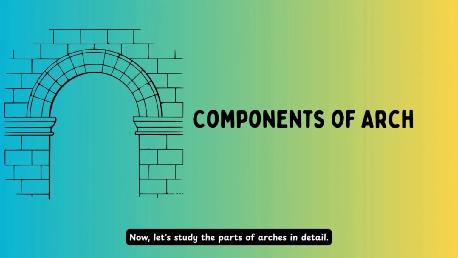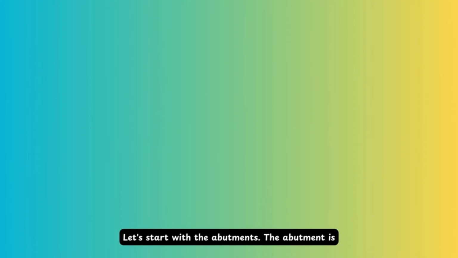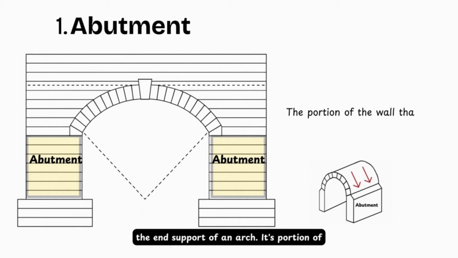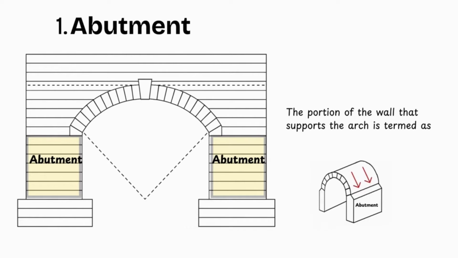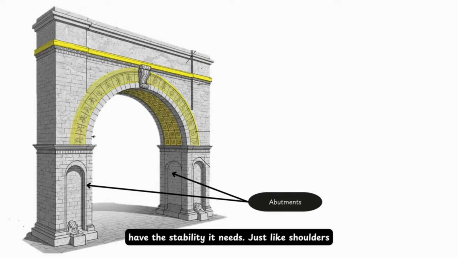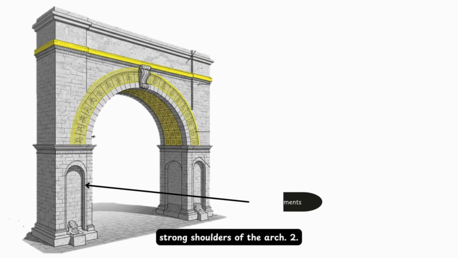Now, let's study the parts of arches in detail. Let's start with the abutments. The abutment is the end support of an arch. It's the portion of the wall that firmly holds the weight and thrust of the arch. Without the abutment, the arch wouldn't have the stability it needs. Just like shoulders carry the weight of a beam, the abutments are the strong shoulders of the arch.